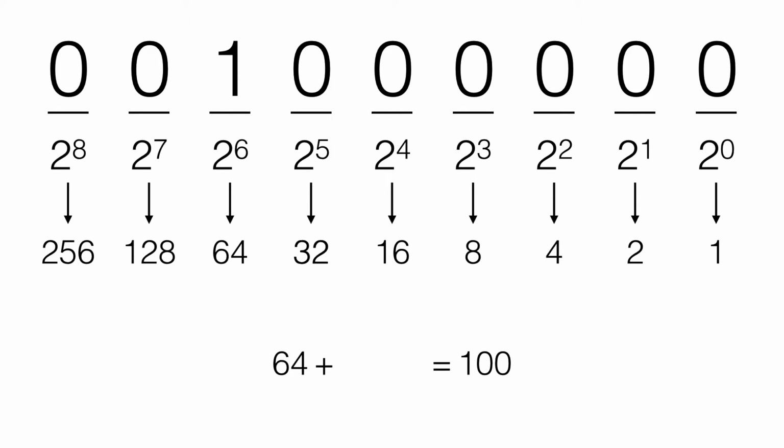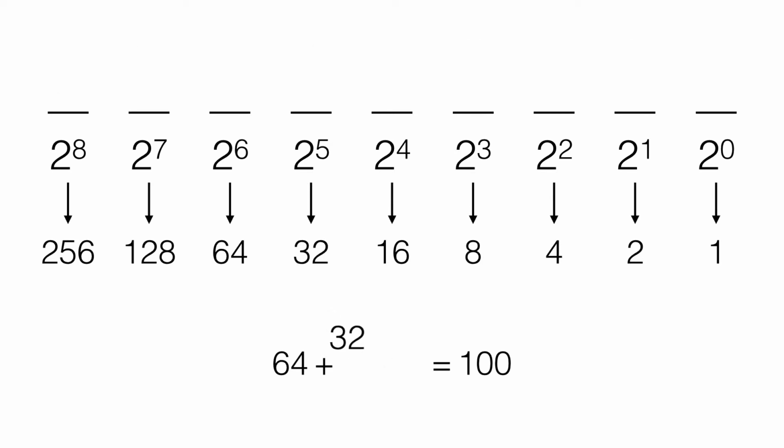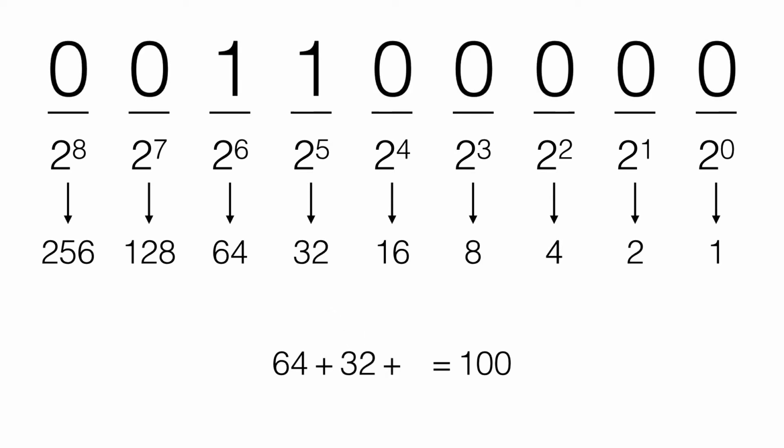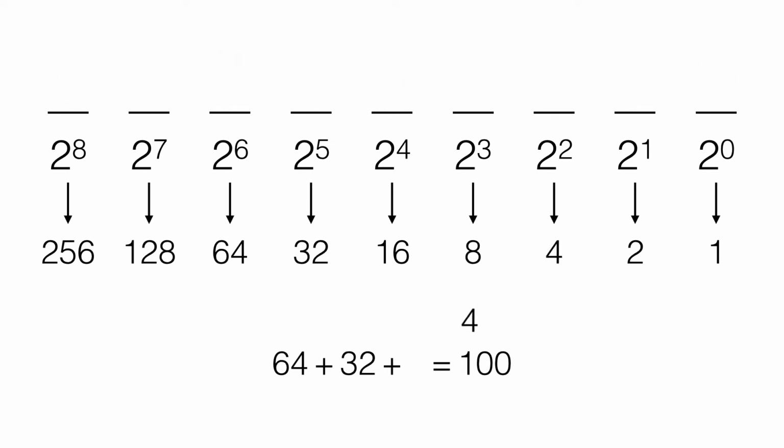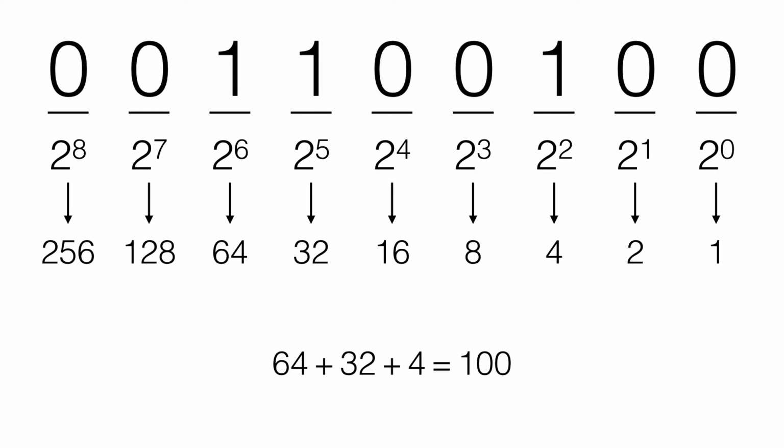Since we're still 36 short of 100, we can apply the same logic again and see that 32 is the largest contributor without going over the desired amount, so we put a 1 in its place value as well. We're still not quite at 100, but adding a 4 will get us there, so we put a 1 in that place value. From here, we can see that the number 100 in decimal form can be represented as 0011000100.